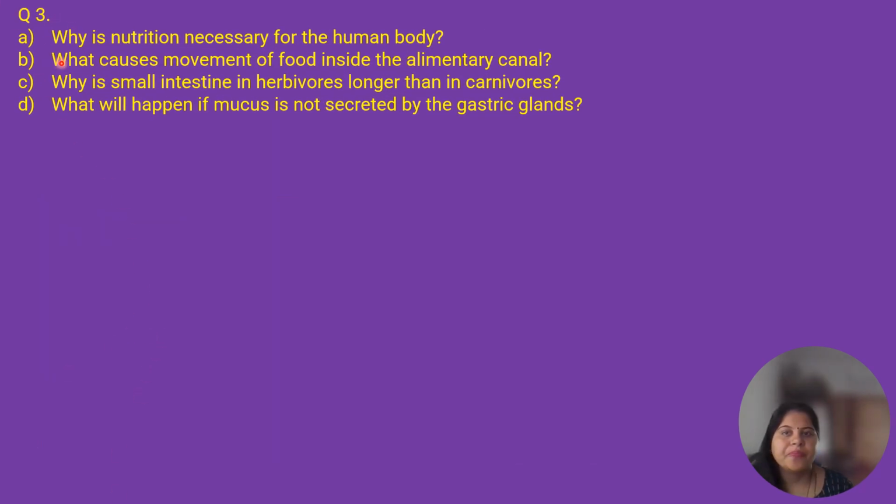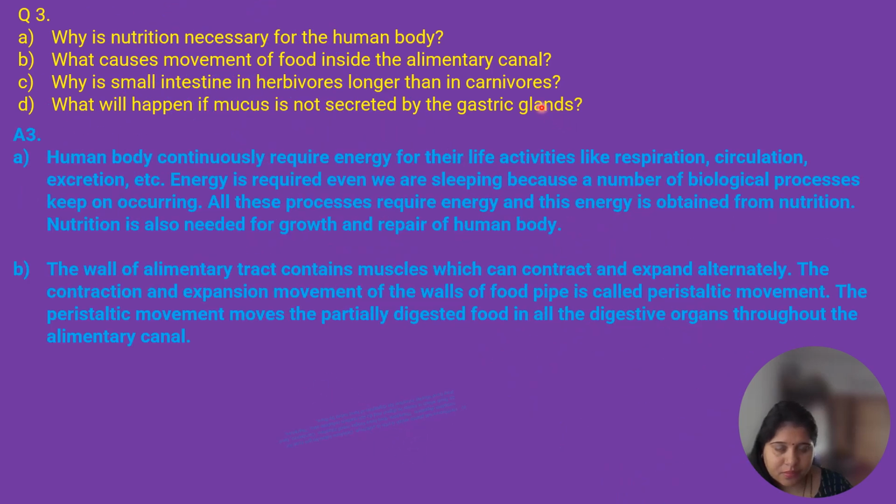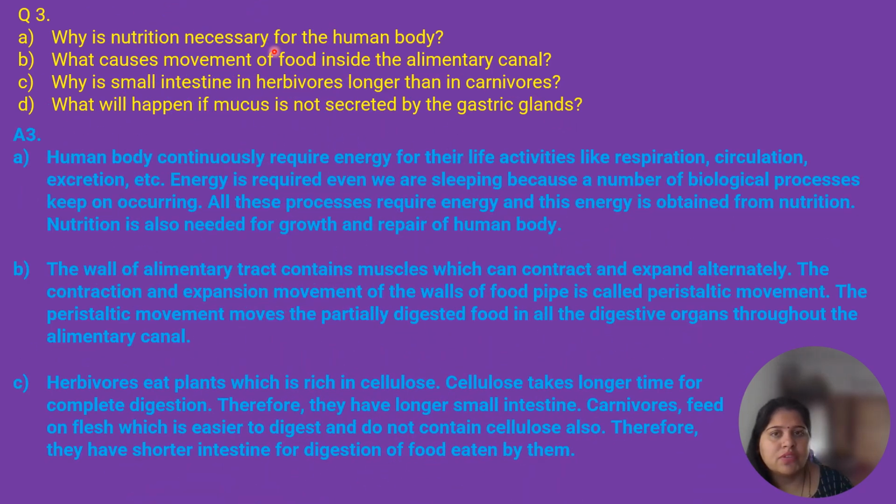Question number 3. So there are 4 parts. Why is nutrition necessary for human body? What causes movement of the food inside the alimentary canal? And why is small intestine in herbivore longer than in carnivore? What will happen if mucus is not secreted by the gastric gland? Now we will see all these conceptual questions answered.